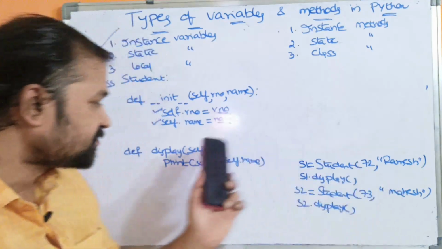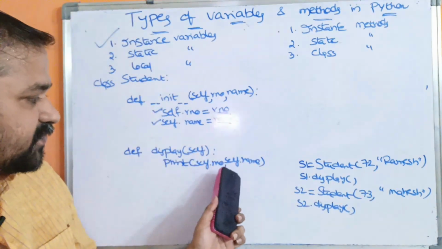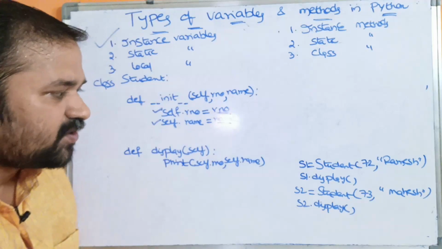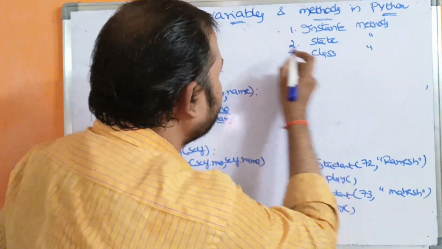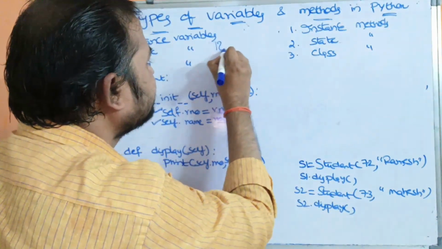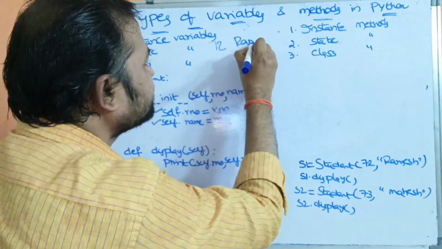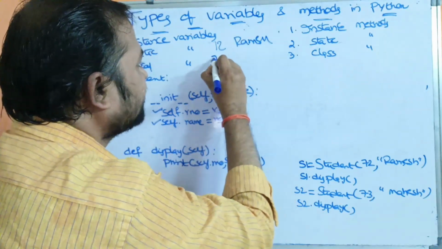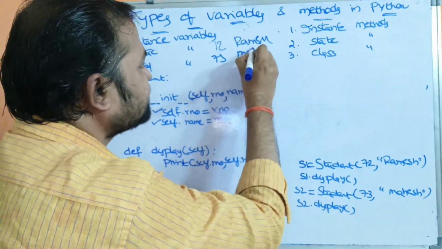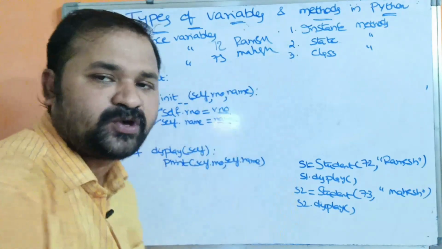S1 dot display. So control goes to the display function. Now self dot roll number and self dot name will get displayed. So what is the output now? We will get the output 72 space Ramesh. In the second line, 73 space Mahesh. We will get an output like this.